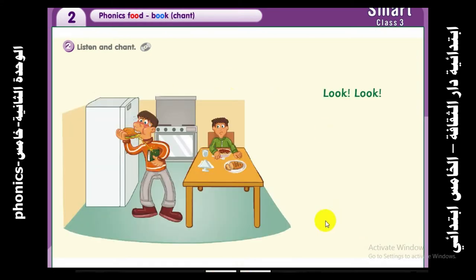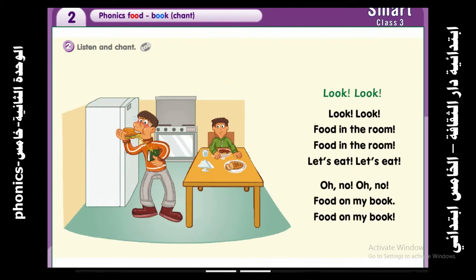Let's go to the next activity. Here, before we start, what can you see on the table? This is food. Food is long or short? Long oo. And the word look is a short oo.